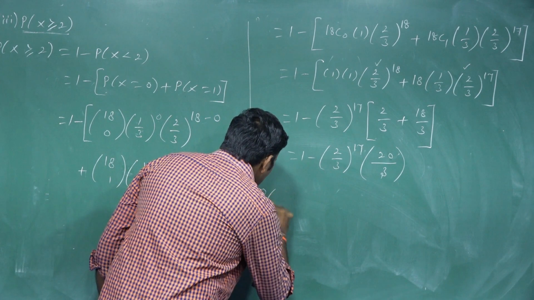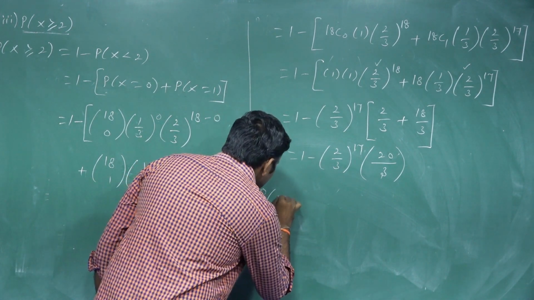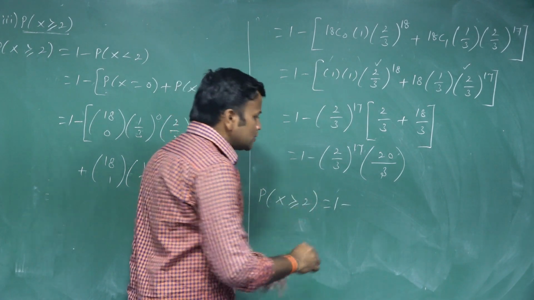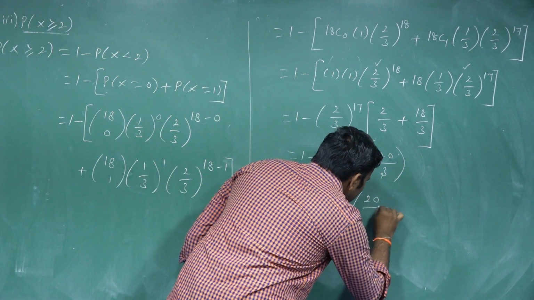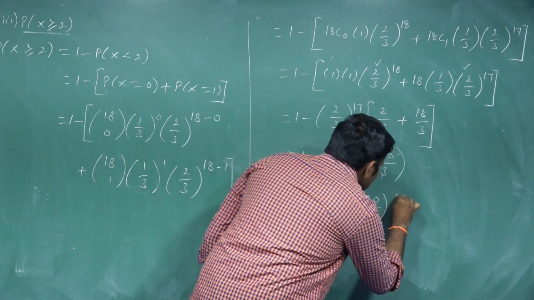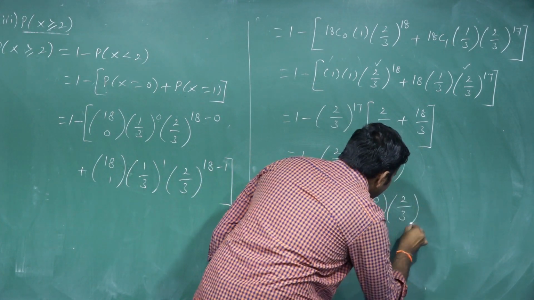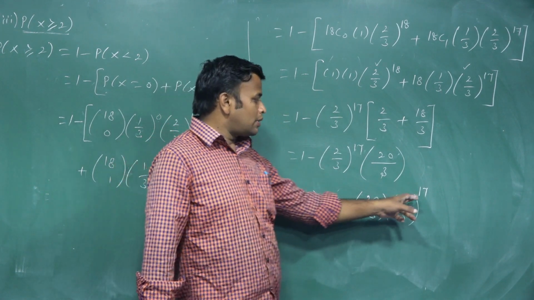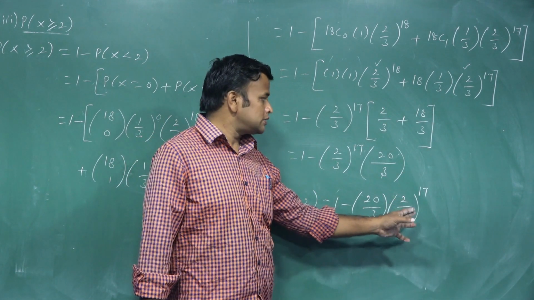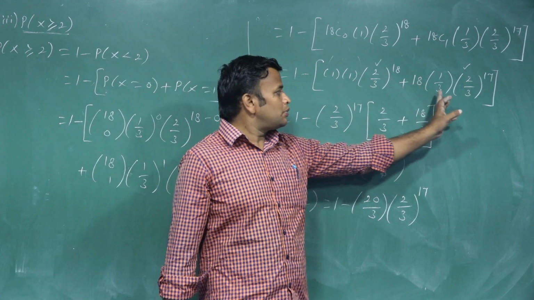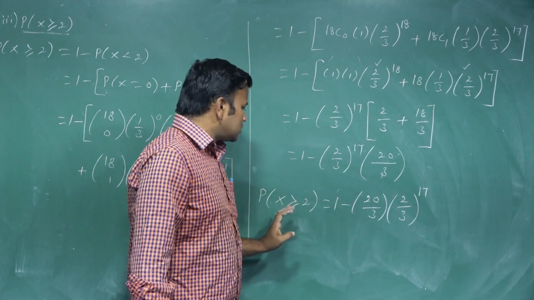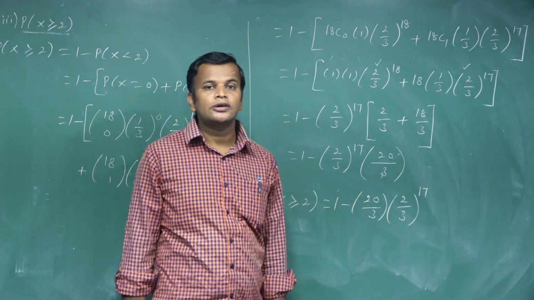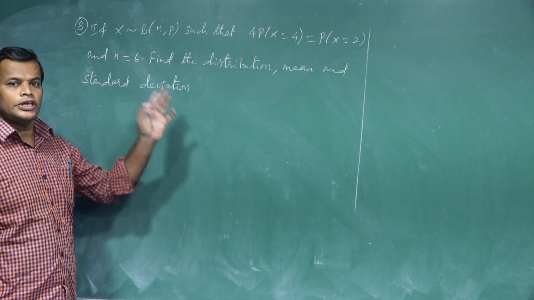So the answer of P of x greater than or equal to 2 is 1 minus 20 by 3 into 2 by 3 whole power 17. Actually the power is more than 5, so I leave it as it is. There is a chance for simplification, so if we take the common term outside, the required answer is 1 minus 20 by 3 of 2 by 3 whole power 17. We move to the next one.